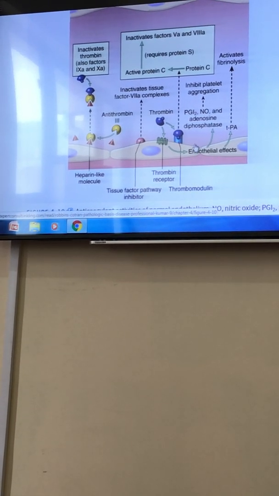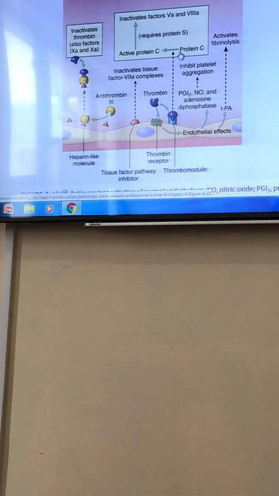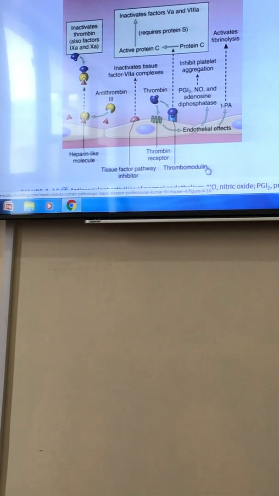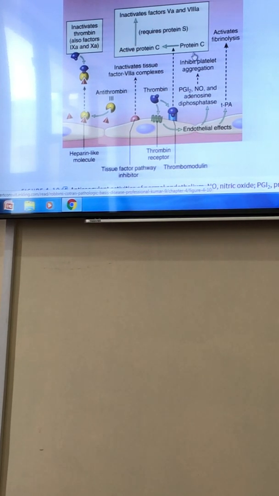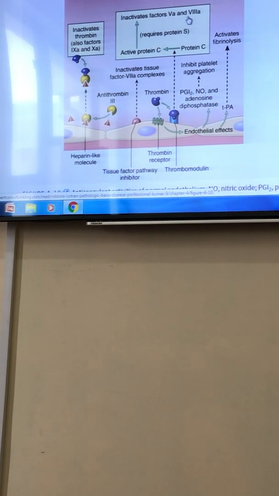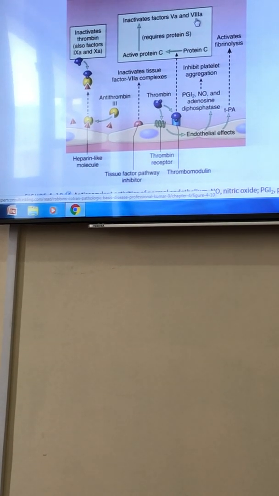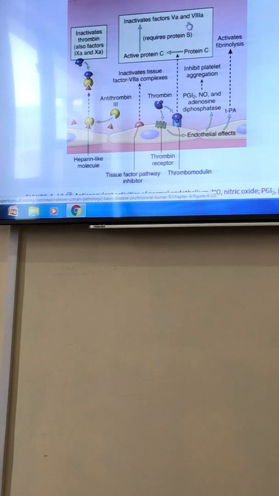And the endothelial cell can activate protein C. So by having the thrombomodulin molecule and also a receptor for protein C, they can activate protein C, which has the ability to inactivate factors 8 and 5. This A after the name of factors means activated.